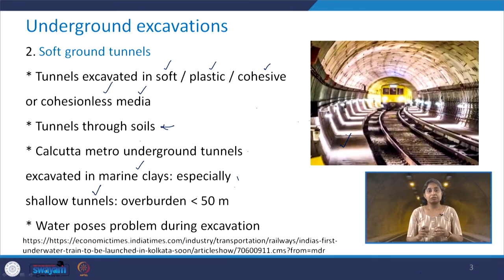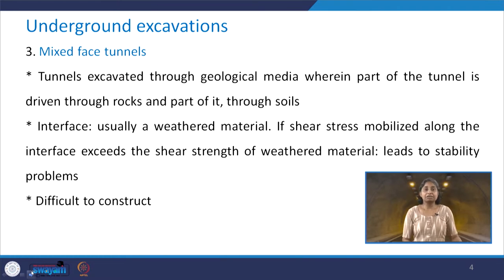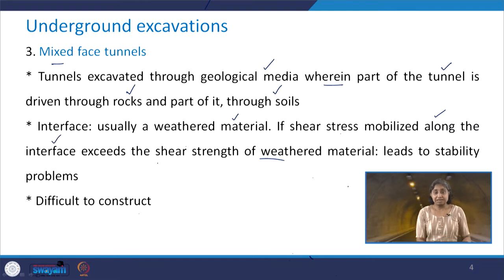This is a picture taken from one of the sources presenting the Calcutta Metro underground tunnel. Now, in this case, water poses a problem during excavation, so we need specific instruments for tunneling. Coming to the third type, that is the mixed face tunnel. In this case, tunnels are excavated through geological media wherein part of the tunnel is driven through rocks and part of it through soils. That is why it is called a mixed face tunnel. The interface is usually a weathered material. Now, if the shear stress mobilized along the interface exceeds the shear strength of the weathered material, it leads to various stability problems, and it is extremely difficult to construct.